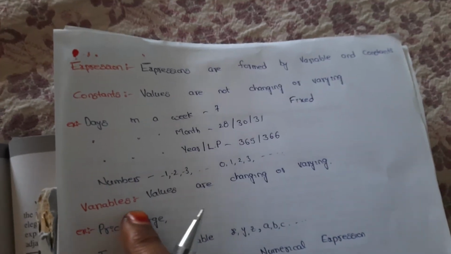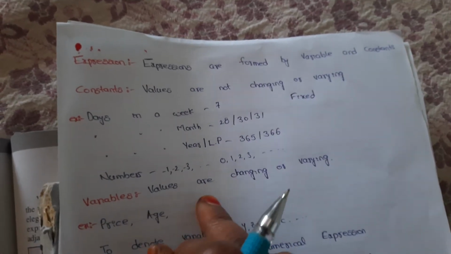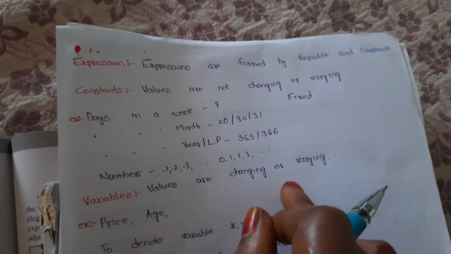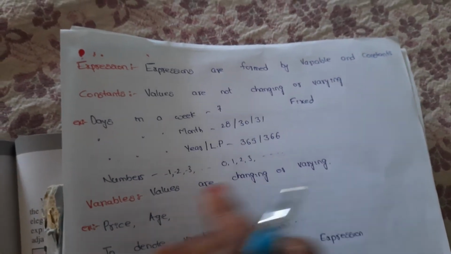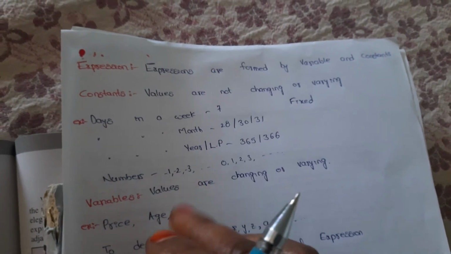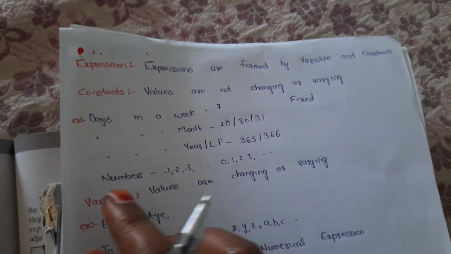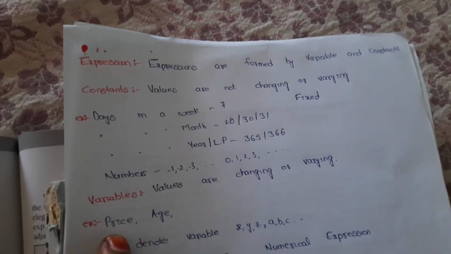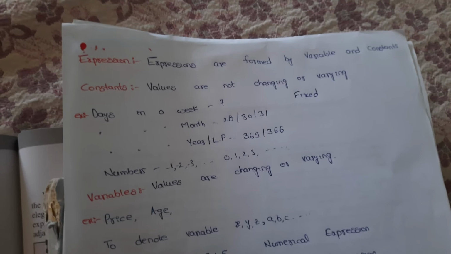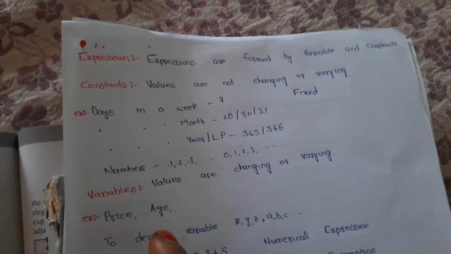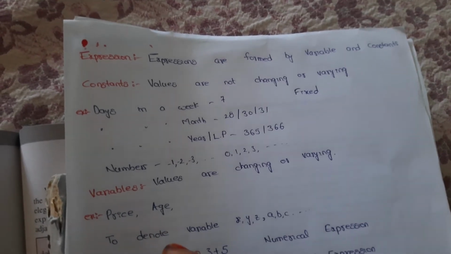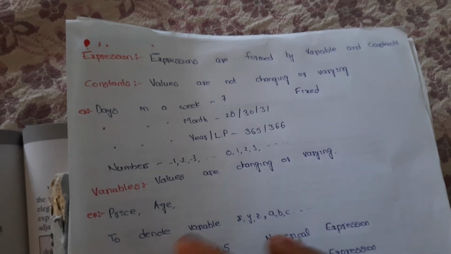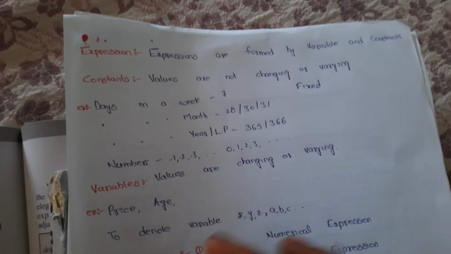And we are going to discuss the variable. Variables are nothing but values that are changing or varying. If the value is not the same all the time, then they are called variables. The examples are the price of an object, like the price of a pen or a pencil, or sugar, like any item. The values are not fixed all the time. It may change year by year or month by month.